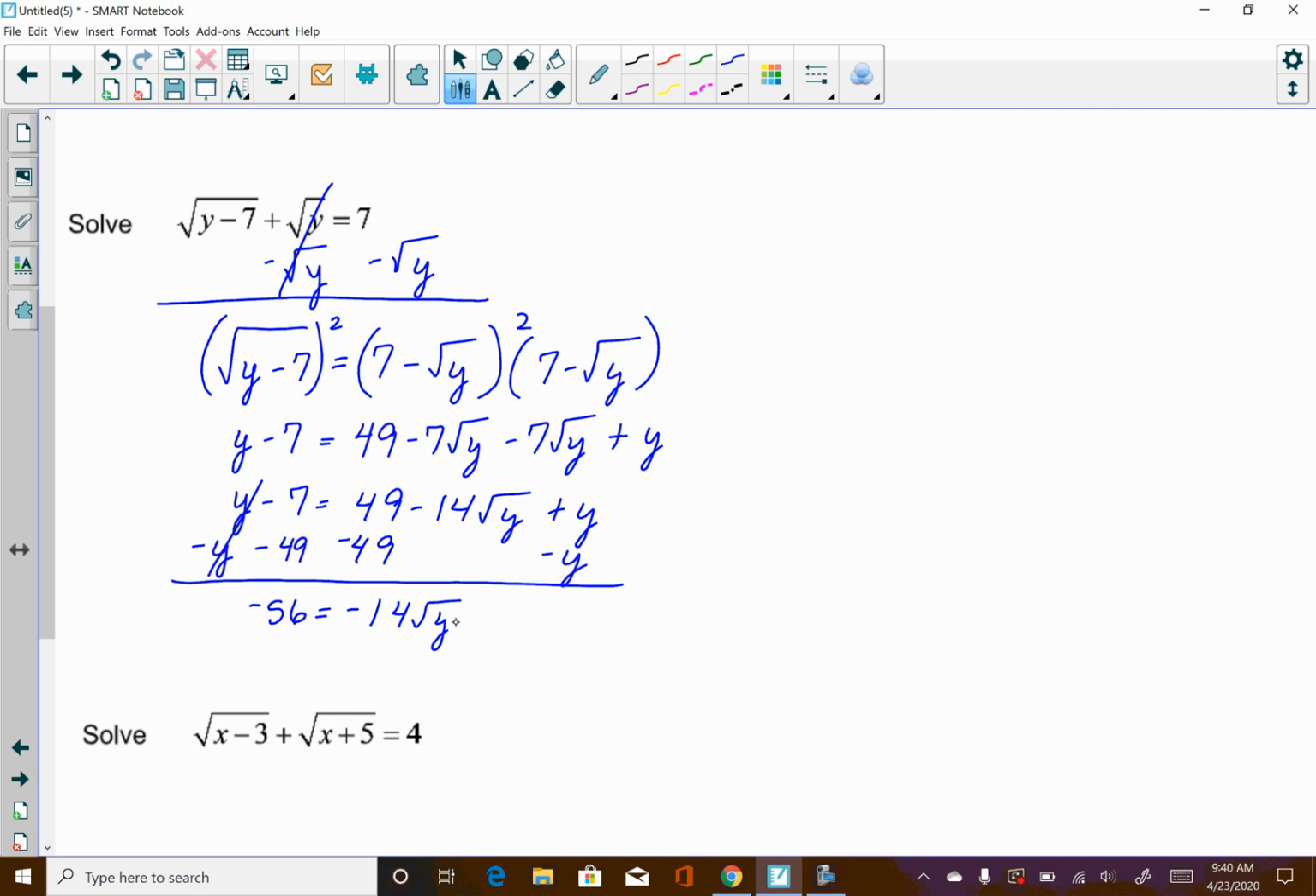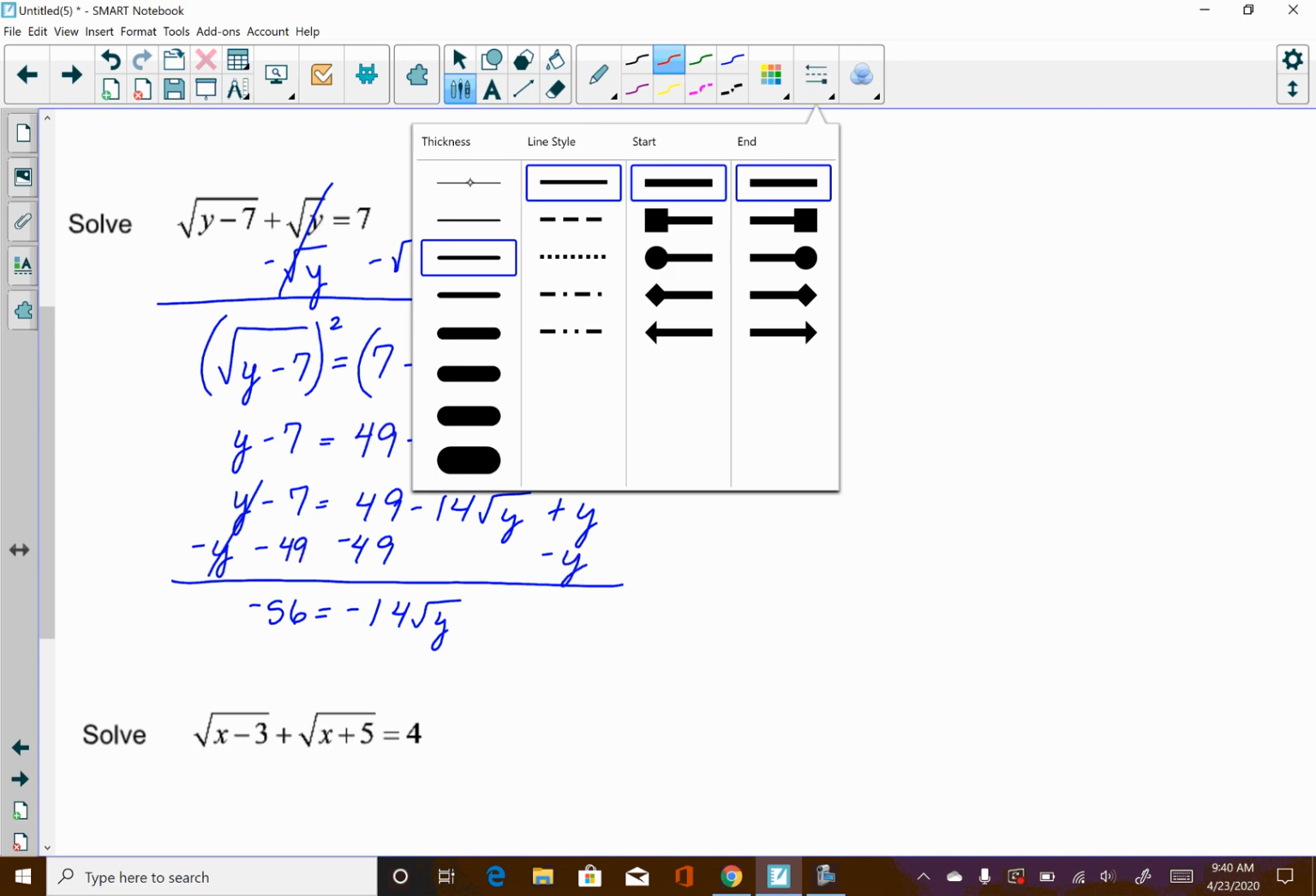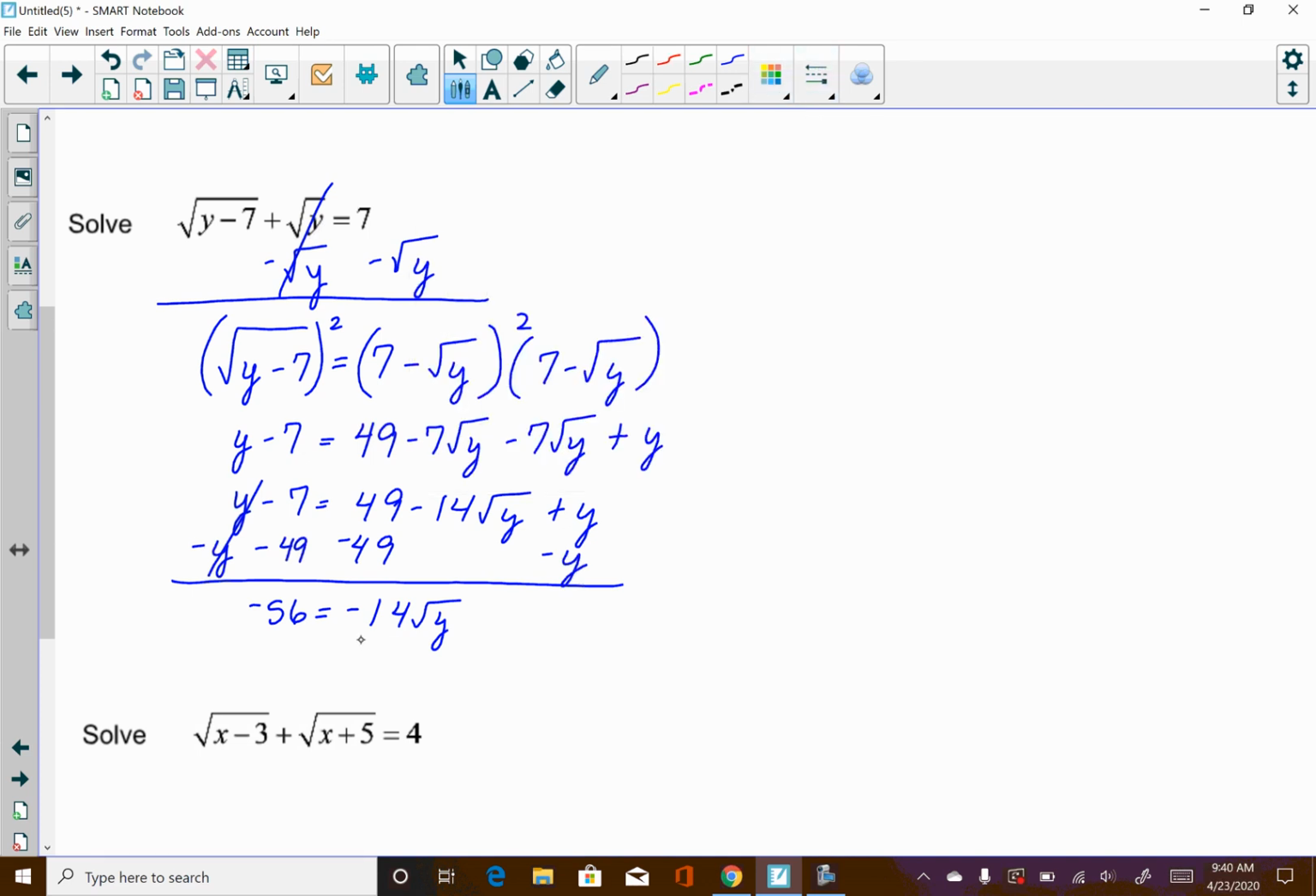Now technically from here we could square both sides, but I will show you this little technique. What you can do from here is divide both sides first by negative 14. Divide by negative 14, that way you cancel out. Negative 56 divided by negative 14 gives you a positive 4. Come up here. Positive 4 equals the square root of y.